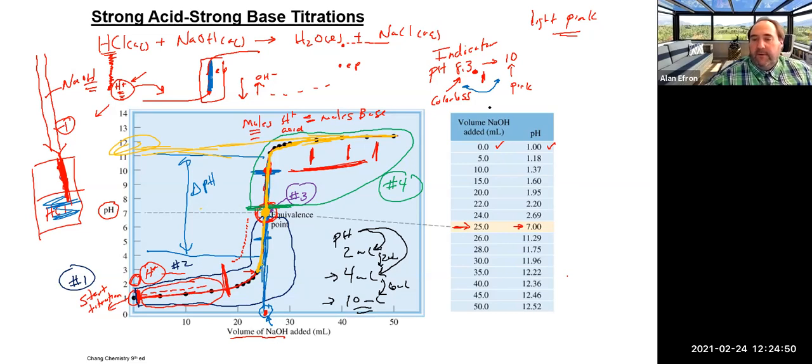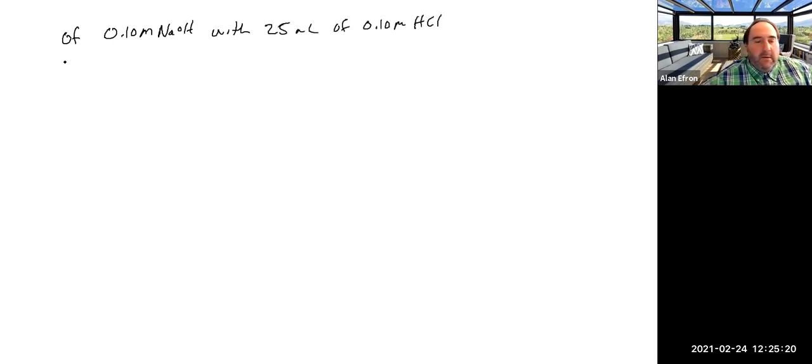All right, so why don't you try one just to make sure. We'll just make up one. Let's say we did this titration of 0.1 molar sodium hydroxide with 25 milliliters of 0.1 molar HCl. What is the pH after 32.5 milliliters of sodium hydroxide has been added?